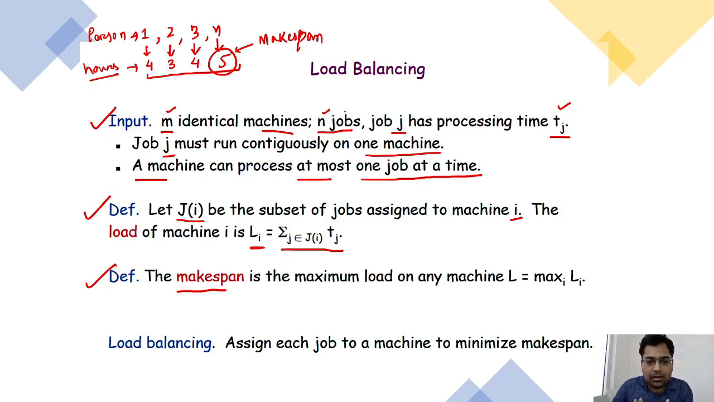So this max span has to be minimized. That's why we are studying load balancing. Assign the jobs to minimize max span. This is our target: all the members should work at least 4 hours. For identical machines, this is how to balance our load. I'm just writing it here.